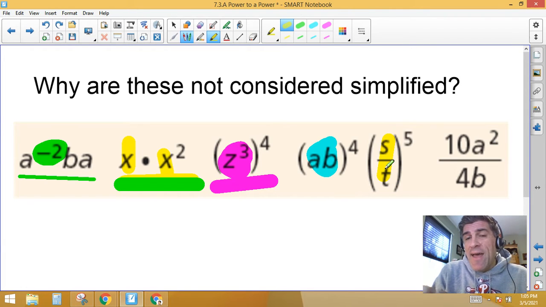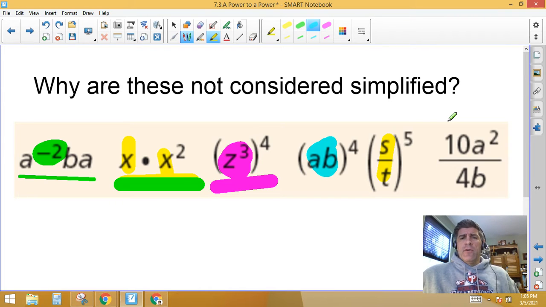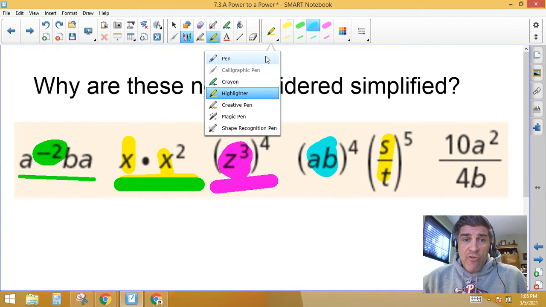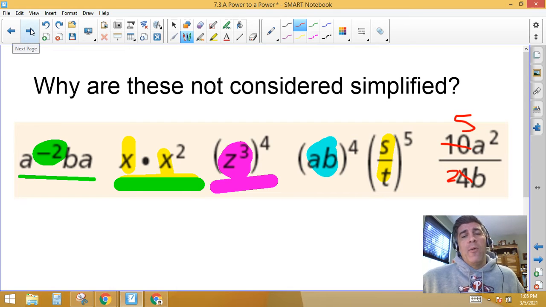I can simplify that. And this last one's a little bit trickier. I have 10a squared over 4b. All the bases are different. But what do you think we could simplify here? Yeah, we could divide the 10 into 4 and simplify it, treat it just like a fraction, and make that 10 into a 5 and that 4 into a 2. That's all we can do there, though. But now let's get into what a power to a power is.